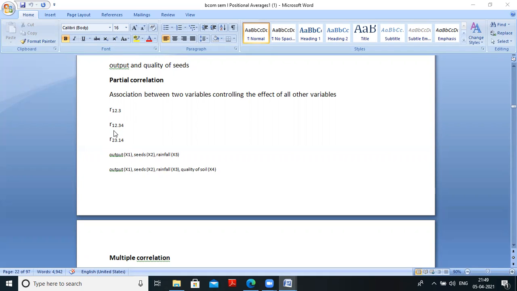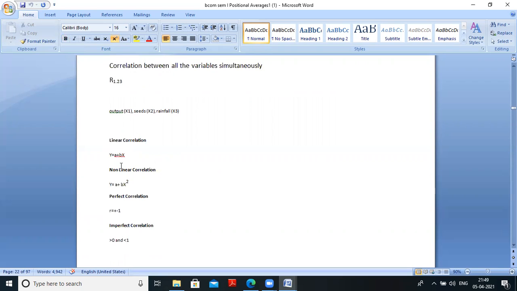Clear? Yes, ma'am. Then next is multiple correlation. Multiple correlation is when there are more than two variables and we find out correlation between all the variables simultaneously. Suppose there are three variables, output, seeds, rainfall, and I find out correlation between all the three variables simultaneously, then this is called multiple correlation.